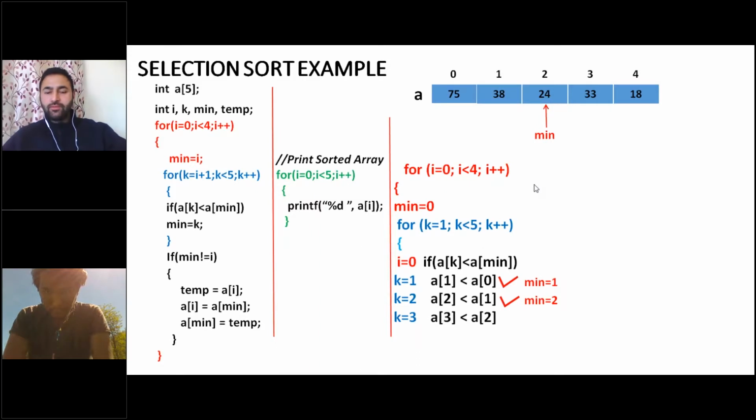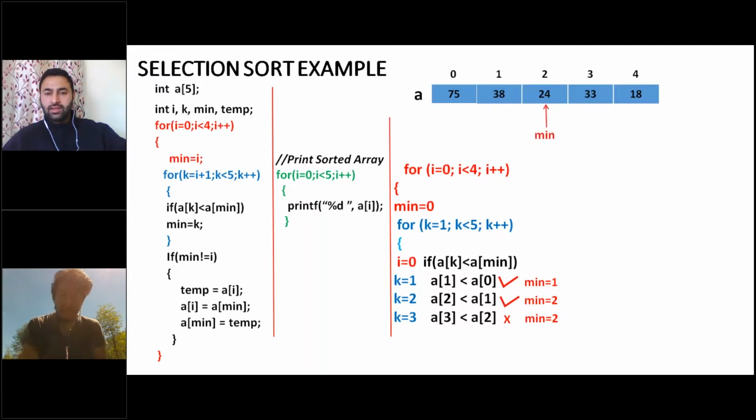Okay. After this, value of k will become 3. And next two elements now, 33 and 24, are again compared. And in this case, is it true or false? A of 3 is less than A of 2. False. This is false. So what will happen? Minimum will remain 2. See, you can see minimum is set to the second location.